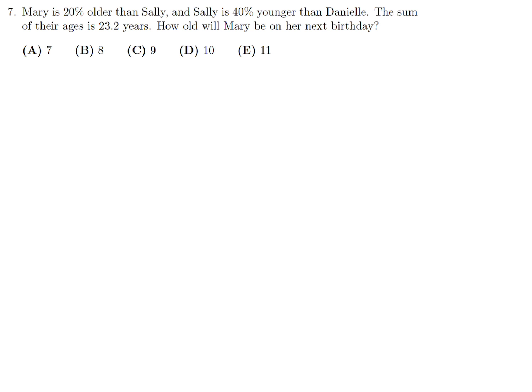Mary is 20% older than Sally, and Sally is 40% younger than Danielle. The sum of their ages is 23.2. How old will Mary be on her next birthday? So Mary is 20% older than Sally, like that.